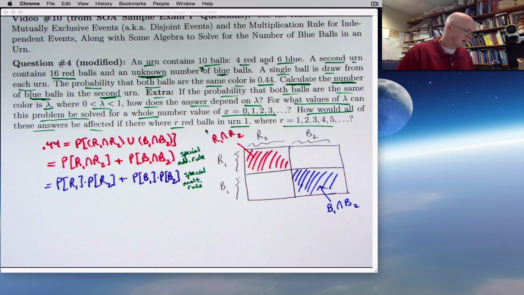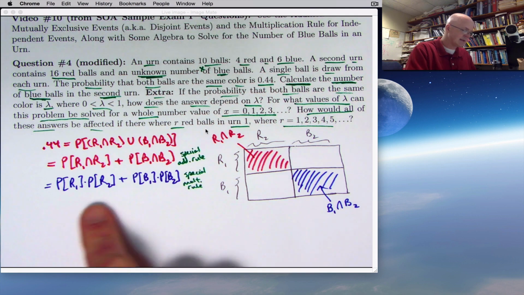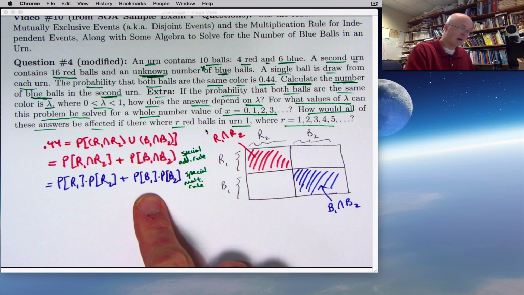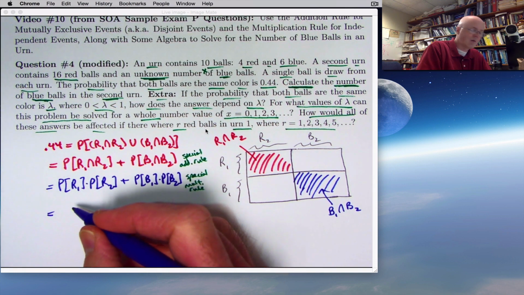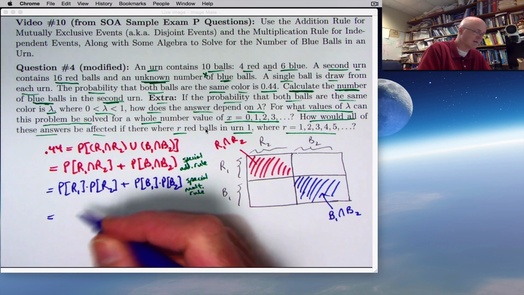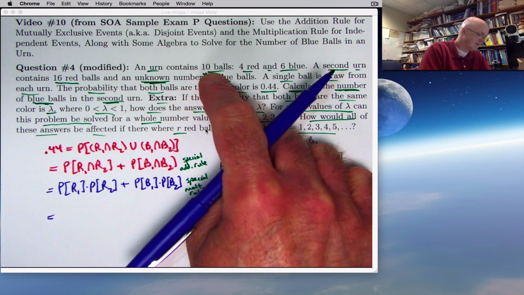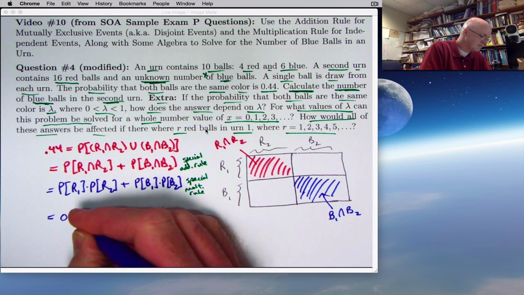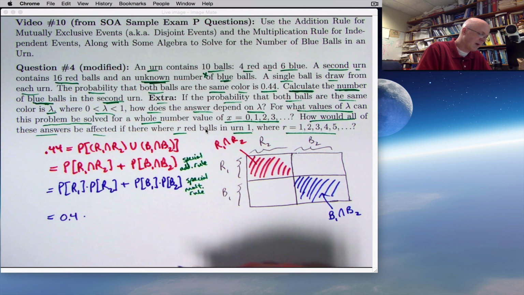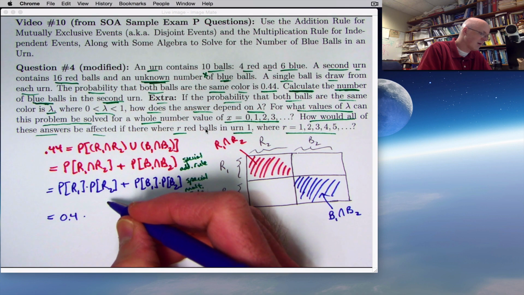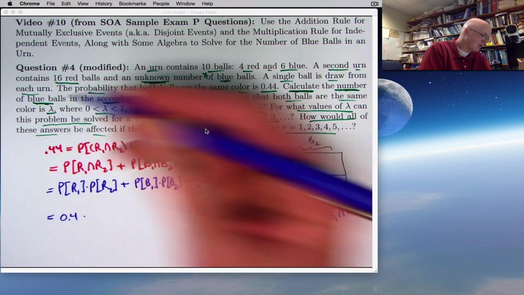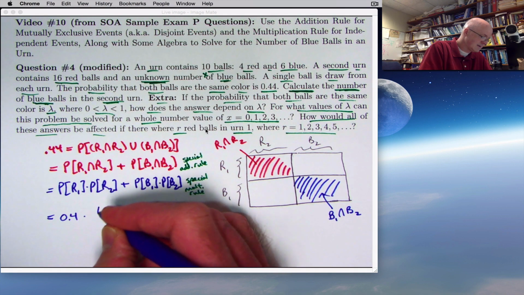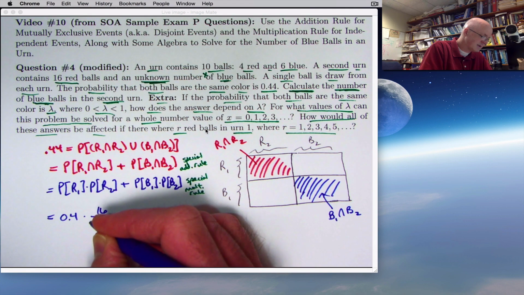And now it's just a matter of writing these things symbolically based on the givens and solving for x. What's the probability of R1? Drawing a red ball out of the first urn, 4 out of 10. 4/10 or 0.4. What's the probability of R2? Drawing a red out of the second urn. There are 16 red balls and x plus 16 total balls. This is 16 divided by x plus 16.